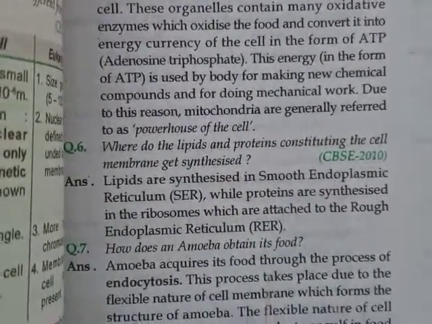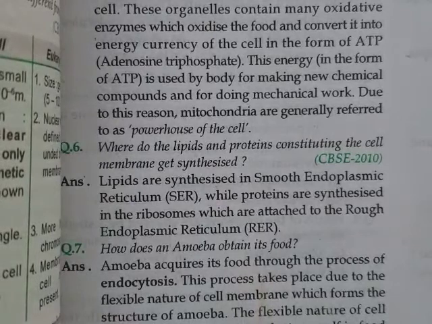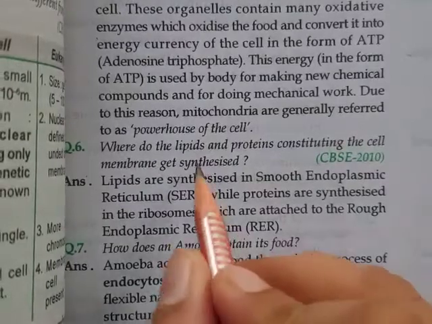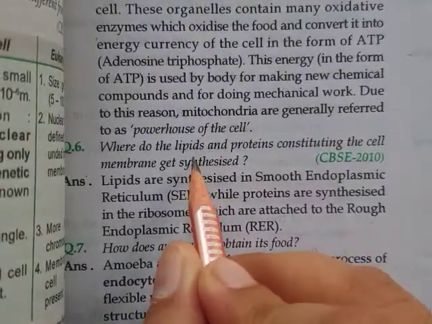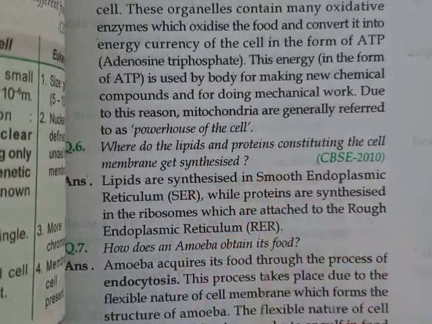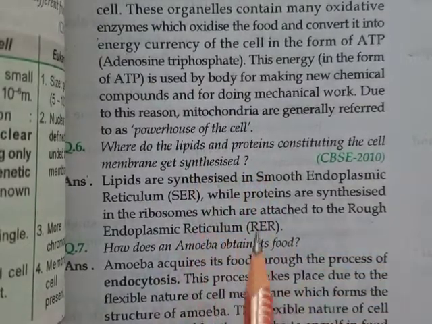Now next question is, where are lipids and proteins constituting the cell membrane synthesized? Lipids और proteins की formation कहाँ हो रही है cell में? Lipids are formed by the smooth endoplasmic reticulum and proteins are formed by the rough endoplasmic reticulum. See, answer is given like this.